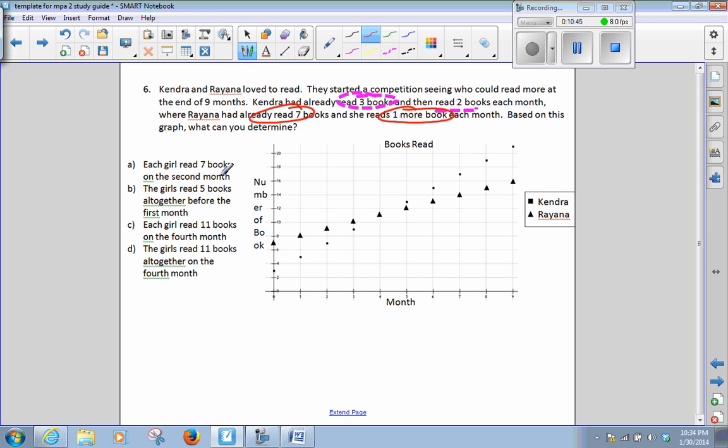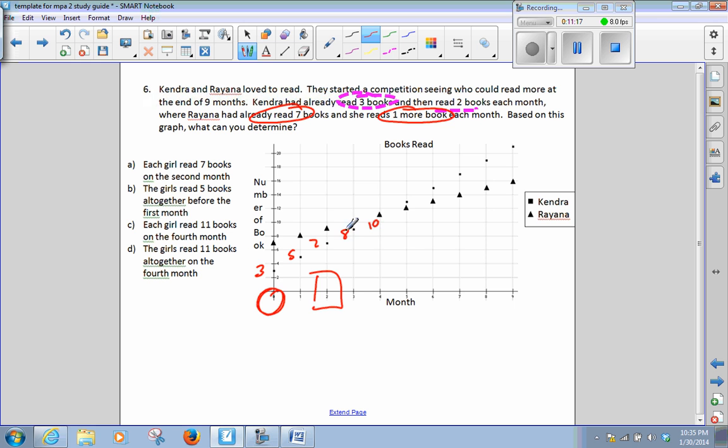Each girl read 7 books on the second month. Well, let's look at the second month. So did the girls read 7 books? Now, one thing I want to point out to you guys is that this graph represents how much they've read total. Because look at this for a second. At month 0, it shows their initial amount, what they started with. Okay, Kendra is right here with the 3 that she started with. And then every month she reads 2 more. So then it goes up to 5 total, 7 total, 8 total.